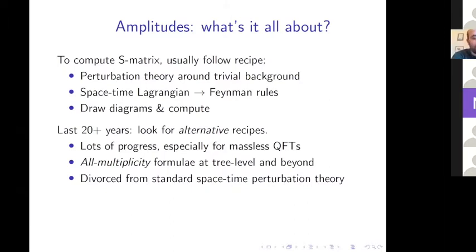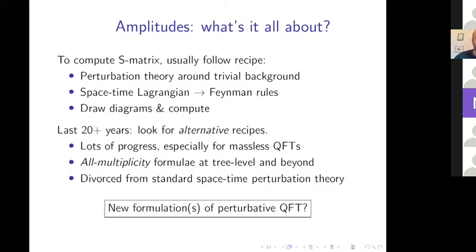These all multiplicity formulae also exist in certain quantum field theories, and under certain conditions, beyond tree level, so at higher loops in the perturbative expansion. In general, there's just no way you could have ever arrived at them from standard space-time Feynman rules derived from a Lagrangian. So there's really something different going on here. But I think it's fair to say that there's not a common consensus about what that thing actually is.